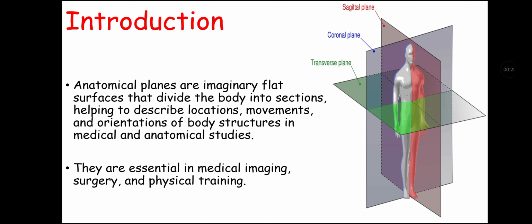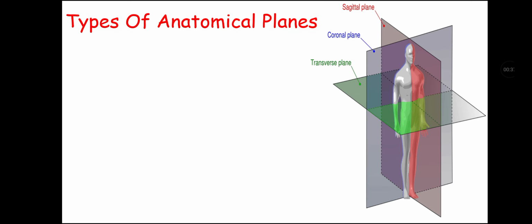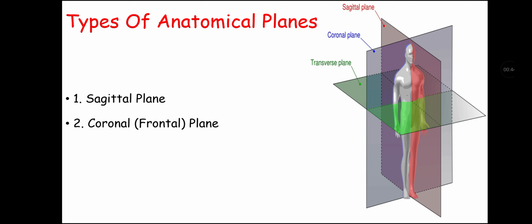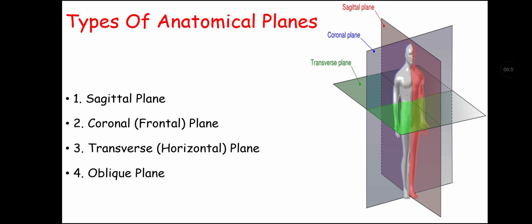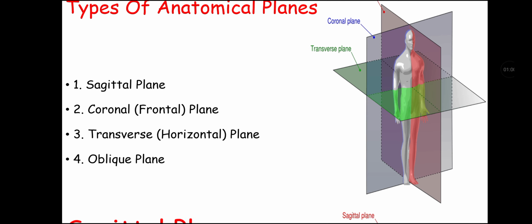And here at the side, you can see the diagram showing three anatomical planes. The first is the sagittal plane, the second is the coronal plane, and the third is the transverse plane. Now let's talk about the types of anatomical planes. As we said earlier, the anatomical plane types are the sagittal plane, the coronal plane, which is also called the frontal plane, the transverse plane, which is also called the horizontal plane, and other than that we have the oblique plane. Now we will talk about them one by one so that you can better understand what plane is about what line or what direction.